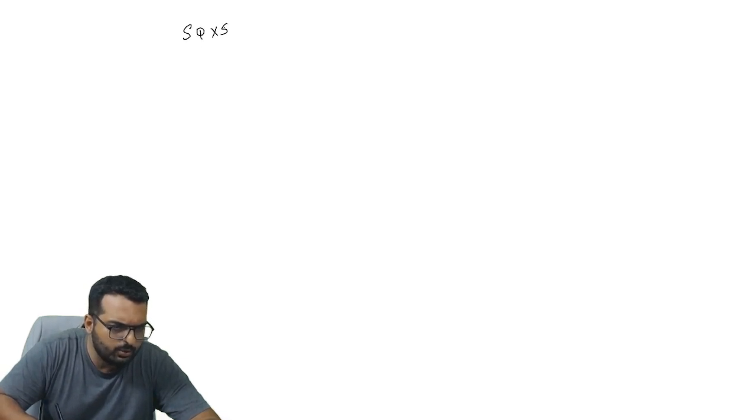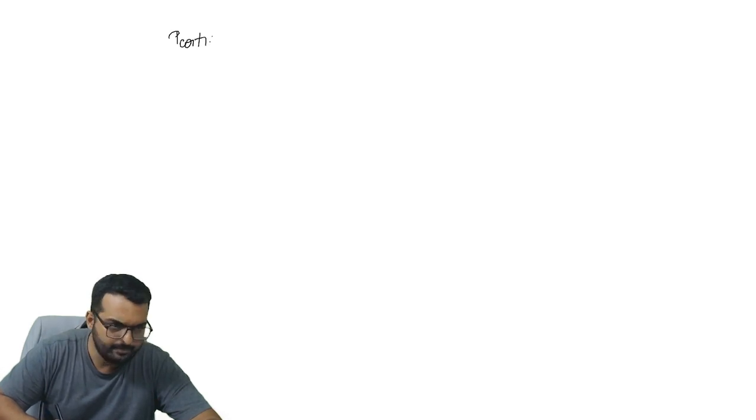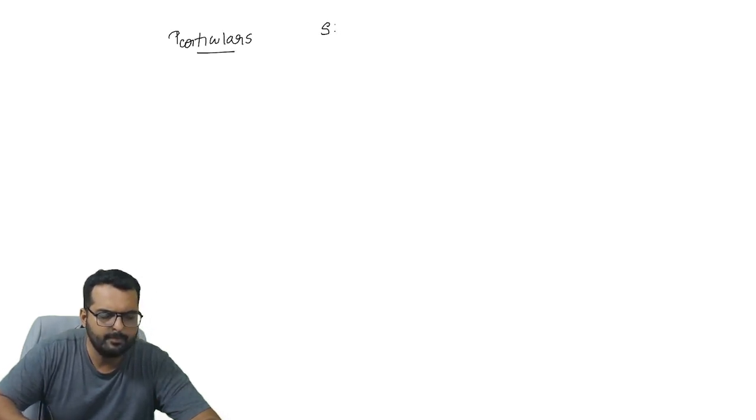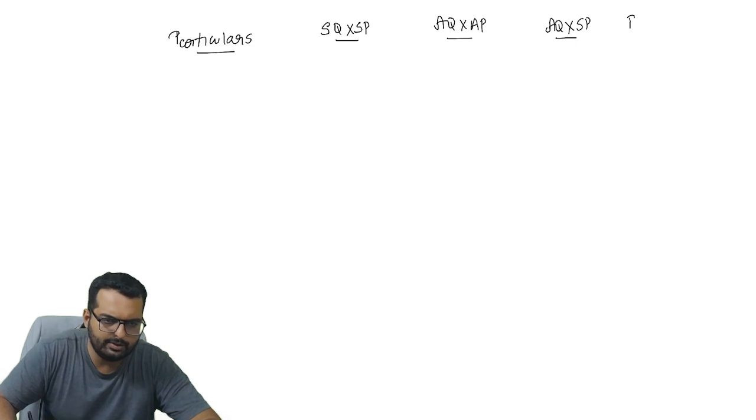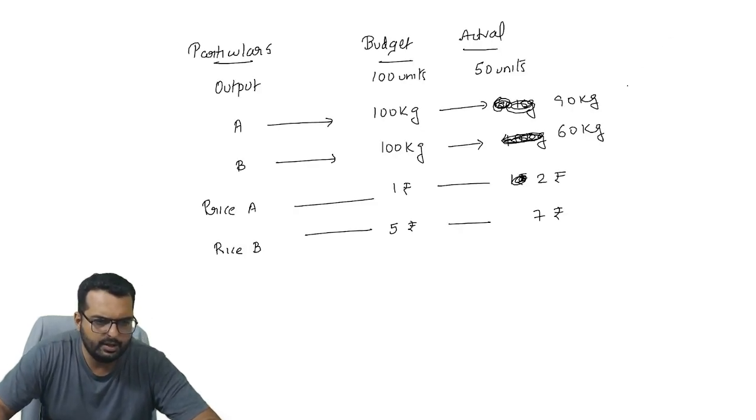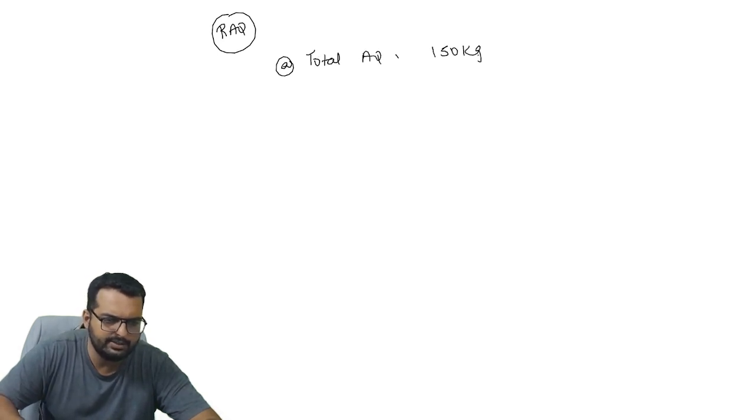Friends, are you getting the right answer? Shall we check it together now? Do it this way. You will have SQ into SP, AQ into AP, AQ into SP, and what will be the last one now? RAQ into SP. So here, friends, total actual quantity, I'll write down over here RAQ, point number A. Total actual quantity is 150 kg.